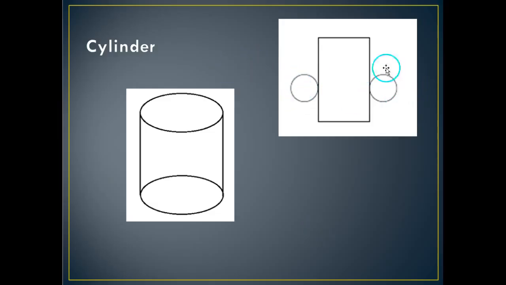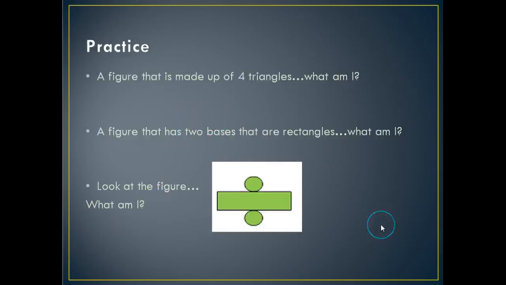It's got 2 circles as bases, and when we peel off the label of a soup can, it becomes a rectangle. Okay? Now, if you have a figure that is made up of 4 triangles, what do you think it is? This is where it could become very interesting. Okay, good. So it could be a triangular pyramid.